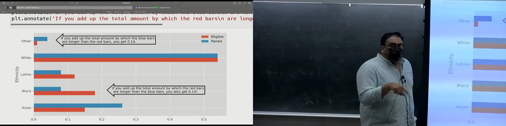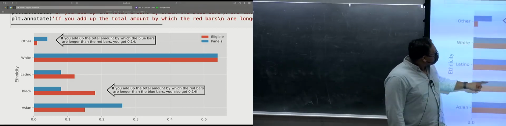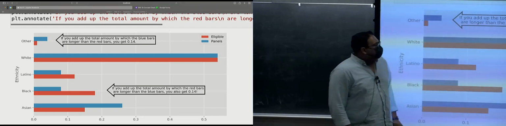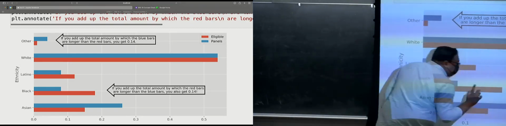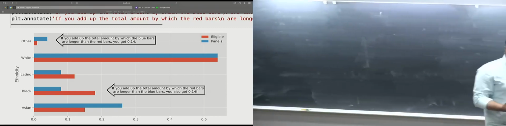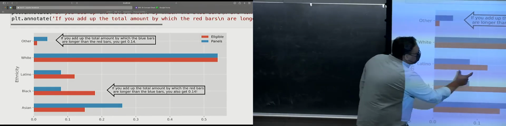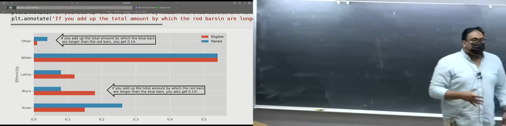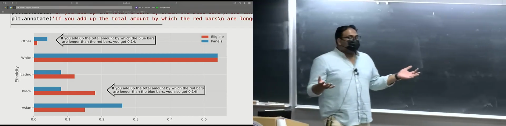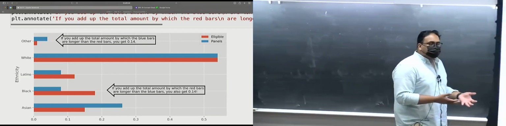That number 0.14, it turns out that it's the exact amount that all of the blue bars are longer than the red bars by. So if I take this distance here plus this distance here, I get 0.14. Now it's also equal to the amount that the red bars are longer than the blue bars by. So if I take this distance plus this distance, it's also 0.14. Okay, so that's one way to visually think about the total variation distance. Do we agree? Okay. Questions with the TVD so far and how it is defined?